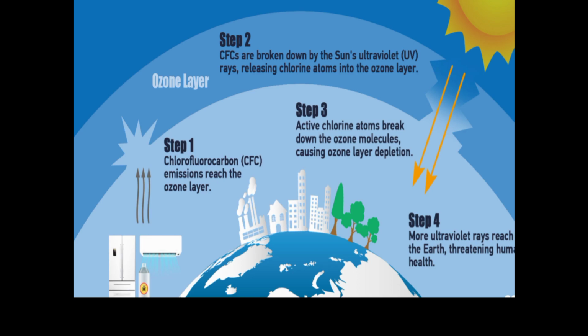Then what happens at step 3? Active chlorine atoms then break down the ozone molecules, causing ozone layer depletion. As you can see, there's a depletion in my diagram, and then you can see the ultraviolet rays from the sunlight passing through and reaching the Earth's surface. Step 4. More and more ultraviolet radiations reach the Earth, threatening human health.